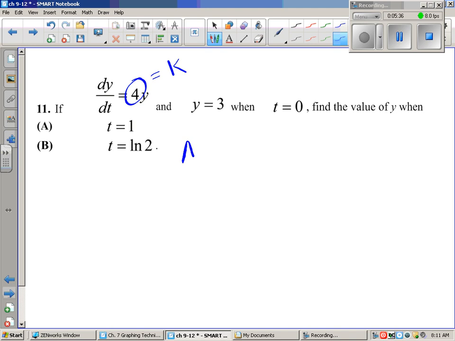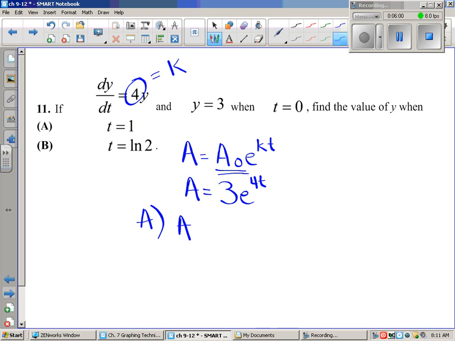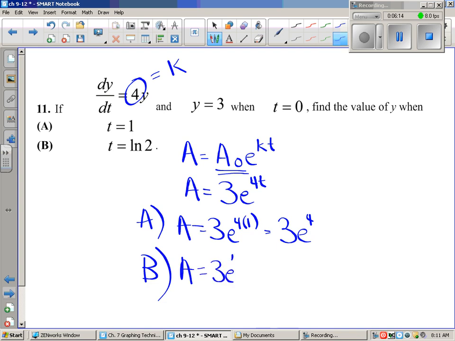And so in looking at A equals A naught e to the kt, we actually have quite a bit of information. I know A naught. A naught means when time is 0. And so that means that we have 3, e, and we have 4 in place of k. This is actually quite a bit of information. Now when they say, all right, for part A, what happens when time is 1? What you're going to do then is plug in 1 for t. And so we would have e to the 4th there. So 3 times e to the 4th. Easy, right? And then for B would just mean that you have A equals 3e to the 4 ln 2.